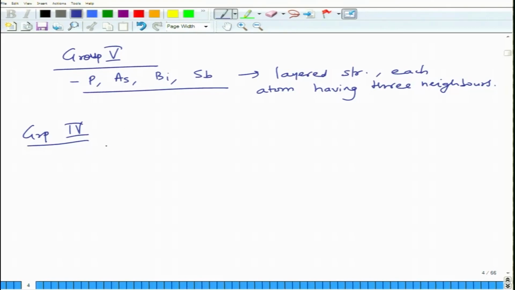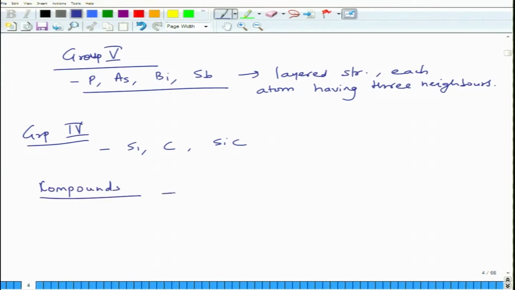Group 4 contains your silicon, carbon, and silicon carbide, a compound made by silicon and carbon. These are all diamond structured materials. They are covalently bonded, very strongly covalently bonded. And then we have compounds.